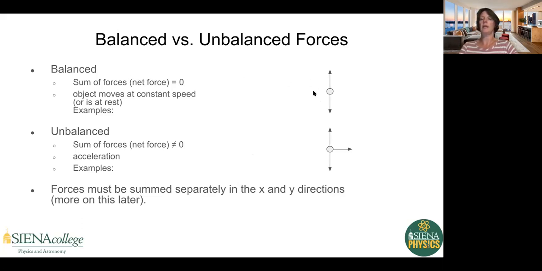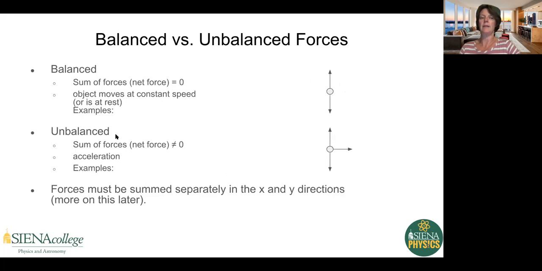Notice here also that since the net force is 0, there's no acceleration. If we had a net force, say up, then this arrow would be bigger than this arrow and we would have an acceleration up. But we don't. So we now know no net force, so no acceleration. So our object is either at rest or it's moving at a constant speed.